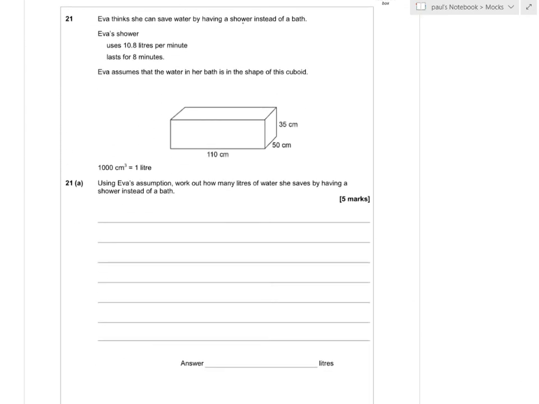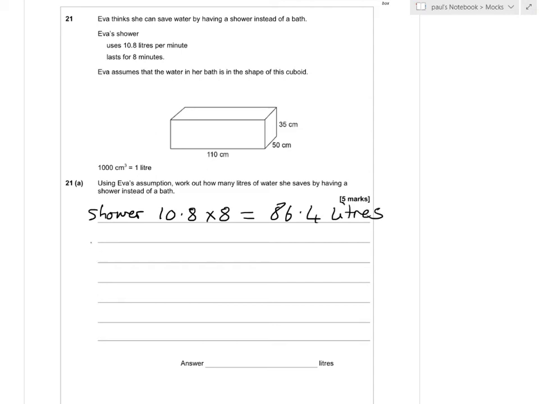Eva thinks she can save water by having a shower instead of a bath. Eva's shower uses 10.8 litres per minute and lasts for 8 minutes. Eva assumes the water in the bath is the shape of a cuboid. Using these numbers, work out how many litres of water she saves by having a shower instead of a bath. Right, so the shower is 10.8 litres times 8, which is 86.4 litres in the shower.